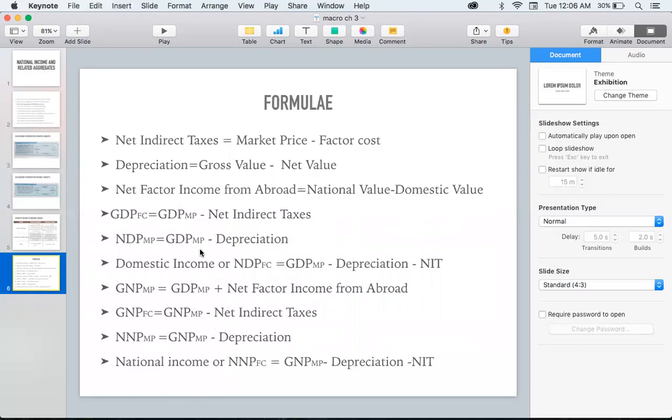Now we are going to do the problems related to these formulas. Let us see that.